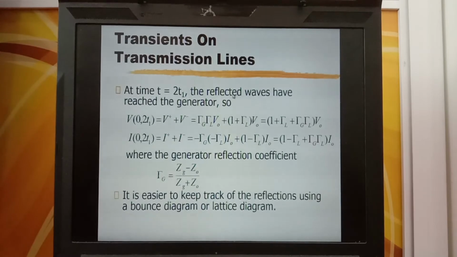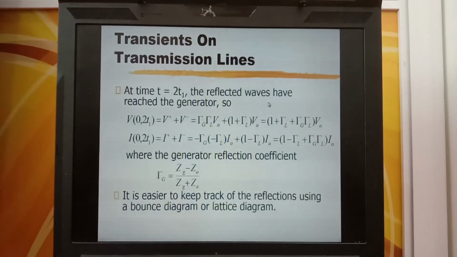The reflected wave at the load will then travel back to the generator, and it will reach the generator at time t equals 2t1. So at time t equals 2t1 at z equals 0, that is the location of the generator, again we have two voltages. One is the positive going wave and another one is the negative going wave.